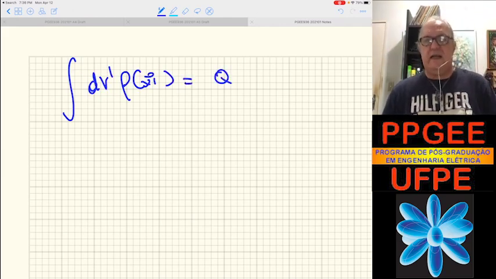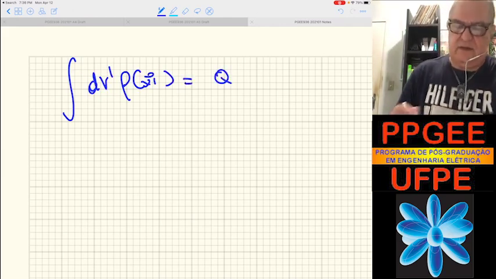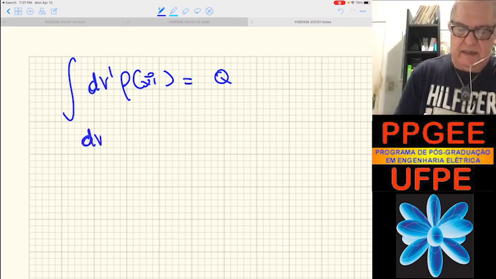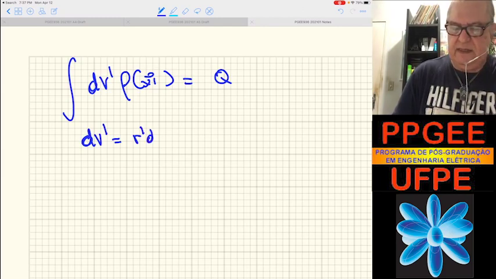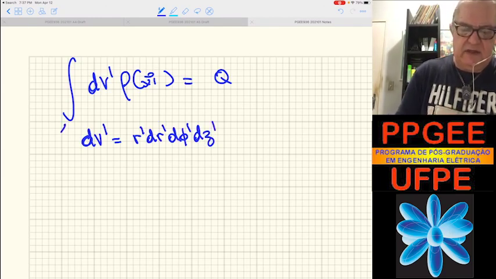so if I use cylindrical coordinates, right? dv prime equals r prime dr prime d phi prime dz prime. Integration is on the whole space.